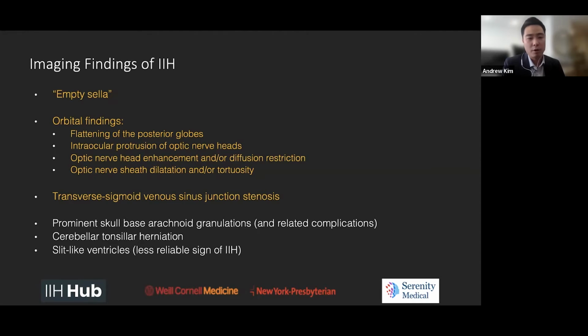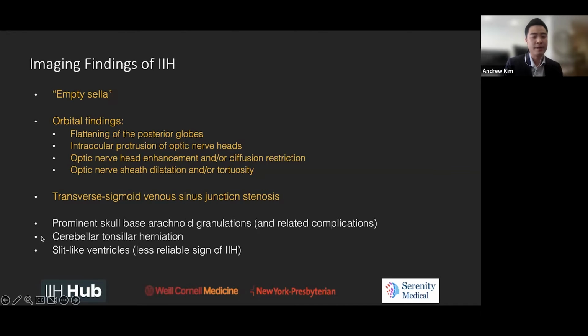As well as orbital findings that we'll go through. We have the flattening of the posterior globes, intraocular protrusion of the optic nerve heads, optic nerve head enhancement, which can also come with some diffusion restriction, and optic nerve sheath dilatation, which can also be very tortuous. So those have varying degrees of frequency that you can see on imaging in patients with IIH, upwards of up to about 50%, some of them a little bit lower.